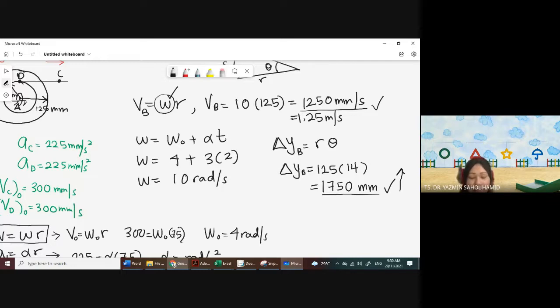Alright, next question. Next question dia nak apa? Next question dia nak the acceleration of point D on the rim of the inner pulley. So macam mana you nak dapatkan acceleration tu?